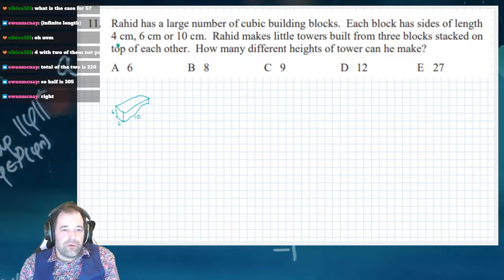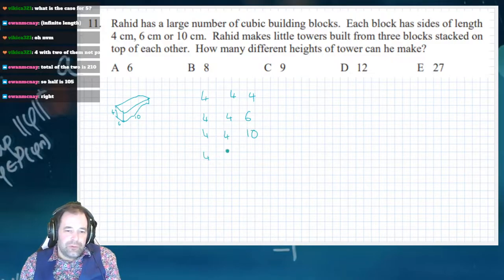You know, 4, 4, 4, 4, 6, 4, 6, 4, 4, so on. There's 9 different combinations of pairings of this, but some of them will be the same height. So we're just going to work them out. How many different heights of towers? We can have 4, 4, 4, 4, 4, 6, 4, 4, 10, 4, 6, 10, 4, 6, 6, 4, 10, 10.